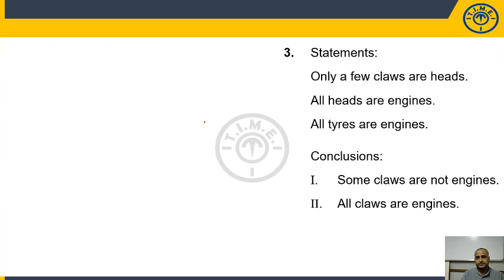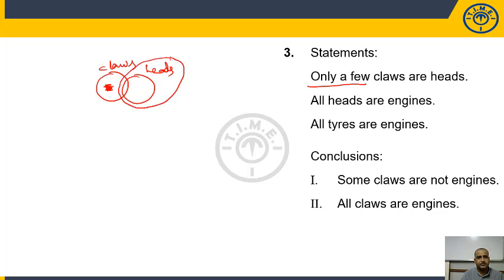Question number 3. Only a few class are heads. Only a few, so definitely some part of the class should be outside the heads. Okay. Next, all heads are engines. All these heads should be within the engine. Next, all tires are engines. Tires should be within the engines. That's it. Now let us look at the conclusions.